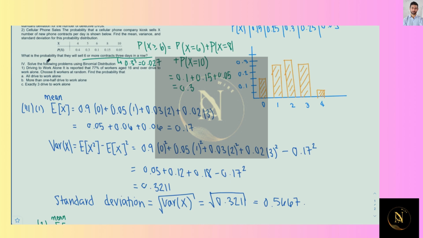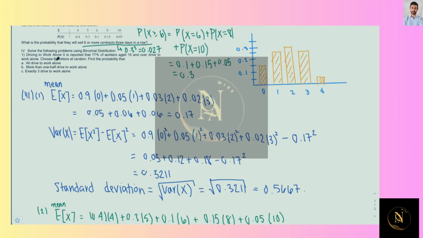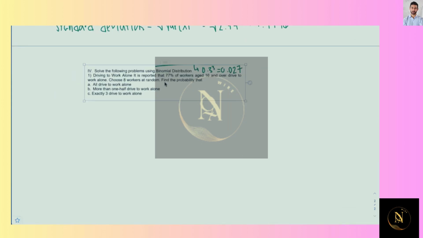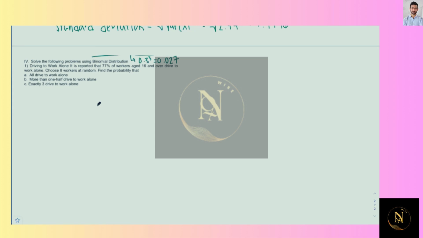Solve the following problems using binomial distribution. So I'm going to go ahead and copy this down, so we can have a little bit more room to work with down here. Okay, so driving to work alone, it is reported that 77% of workers age 16 and over drive to work alone. Choose 8 workers at random. Find the given probabilities. So X is distributed binomial. We're choosing 8 of them, and the success probability is 0.77 that they drive to work alone.